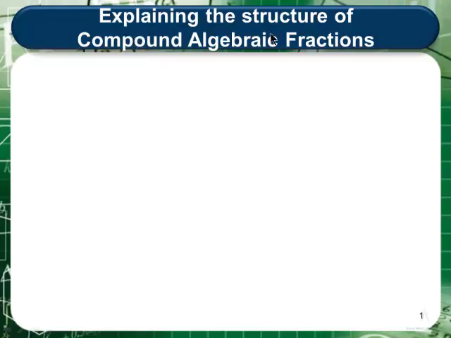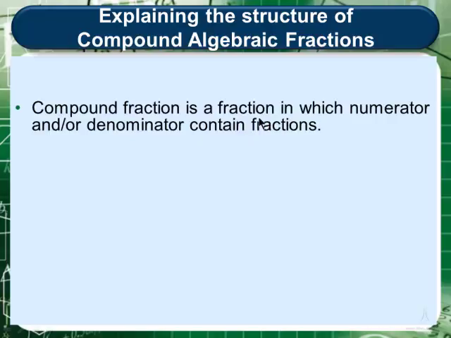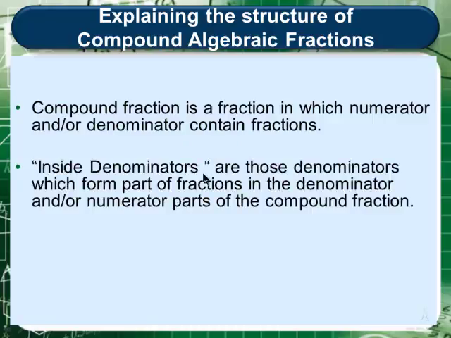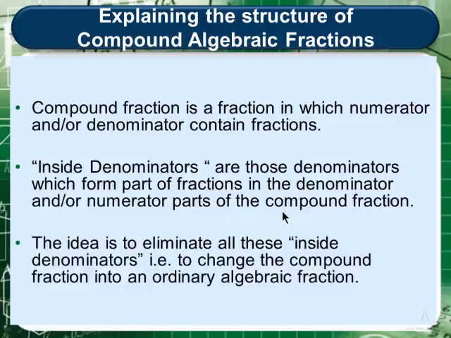We start by explaining the structure of compound algebraic fractions. A compound fraction is a fraction in which the numerator and/or the denominator contain fractions of its own. The so-called inside denominators are those denominators which form part of fractions in the denominator and/or numerator parts of the compound fraction. The idea is to eliminate all these inside denominators, in other words, to change the compound fraction into an ordinary algebraic fraction. That is, again, by utilizing the concept of the least common multiple as before.